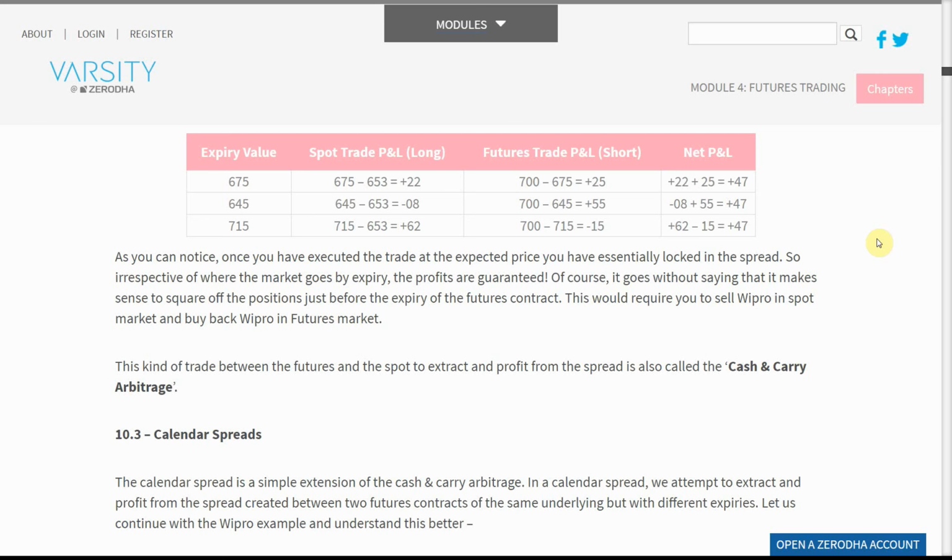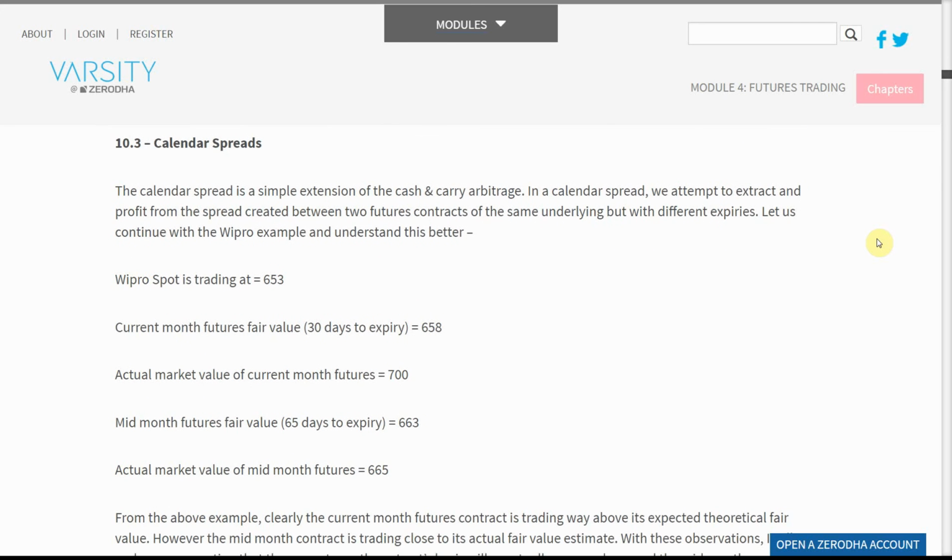10.3 Calendar spreads. The calendar spread is a simple extension of the cash and carry arbitrage. In a calendar spread, we attempt to extract and profit from the spread created between two futures contracts of the same underlying but with different expiries. Let us continue with the Wipro example and understand this better.